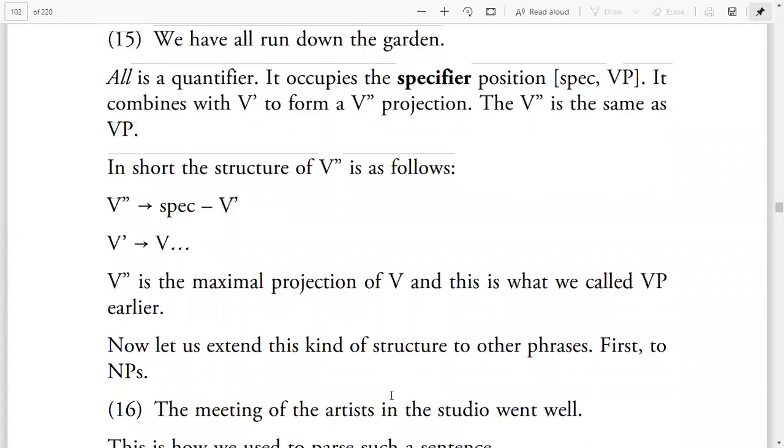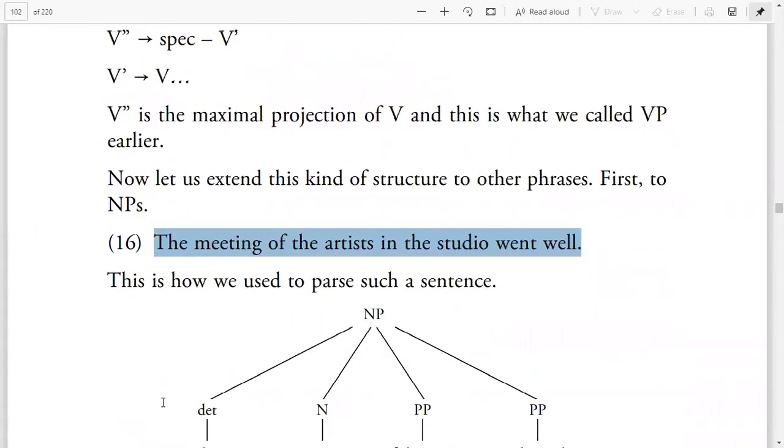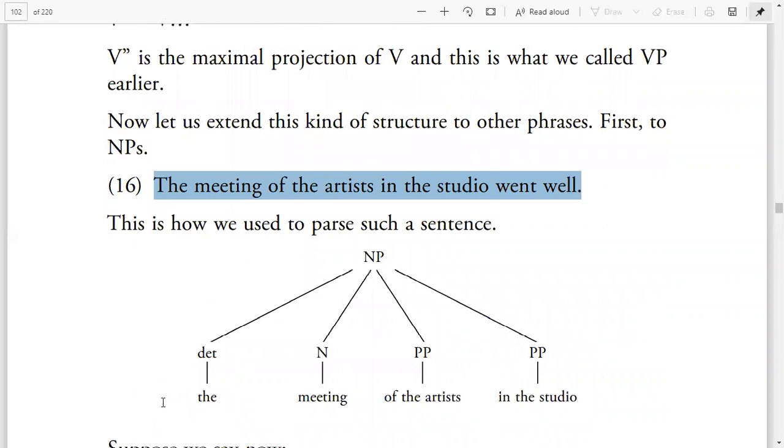First, noun phrase. If we apply this to a noun phrase: The meeting of the artist in the studio went well. This is how we used to parse such a sentence. And previously in the tree diagram we used to draw it like this.